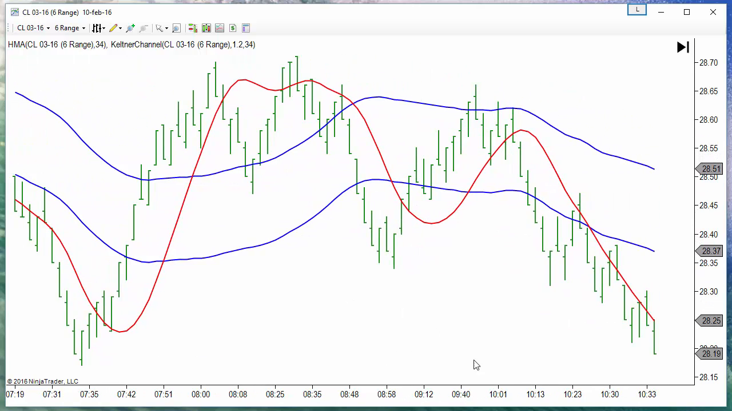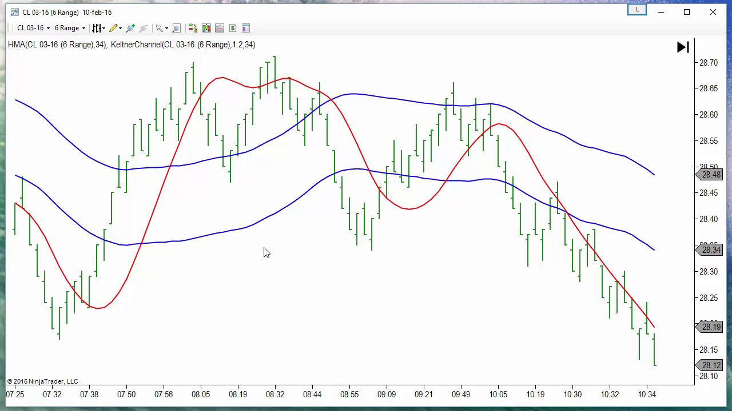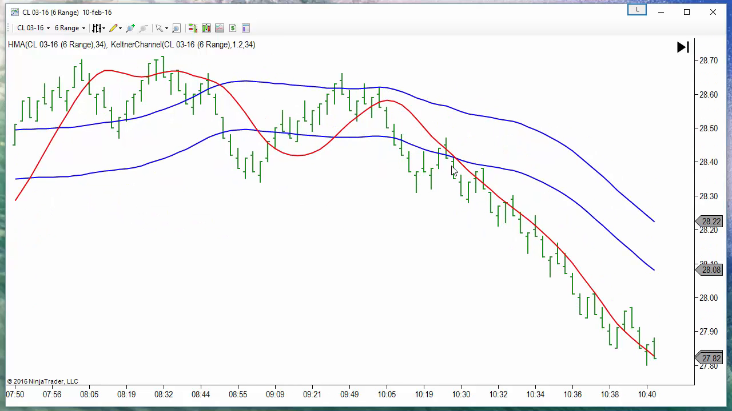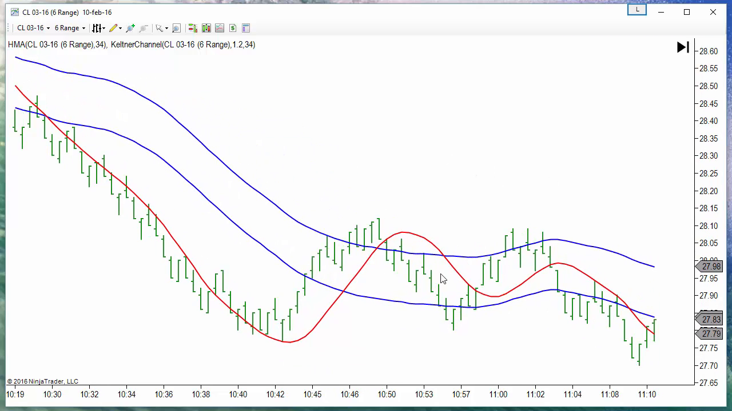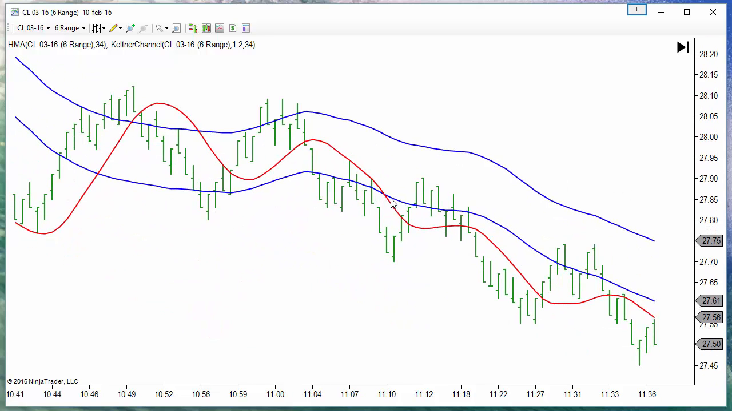Here we have an example. We have a long signal, but the market is not moving. We have a short here, but the market is not moving. Finally, we have a short, and this time it worked. Same here. We have a long, but the market is sideways, and now it worked.